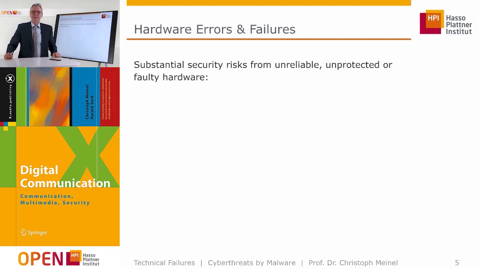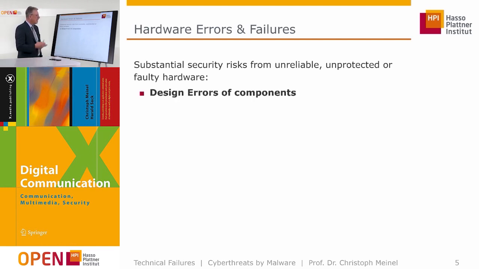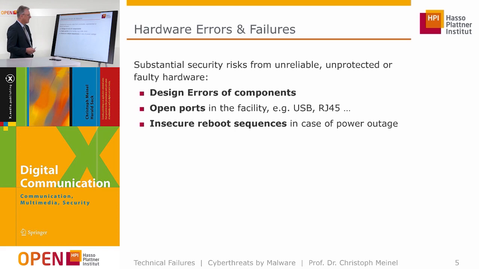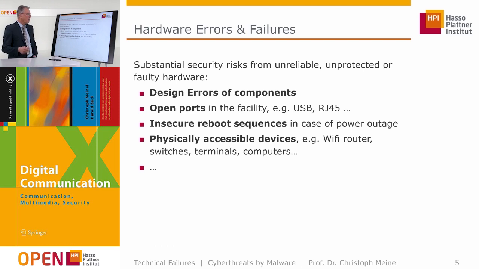If we look at the hardware, then hardware errors and failures also help the attacker to install their malware on the systems of the users. So, for example, substantial security risks come from unreliable, unprotected or faulty hardware, design errors in the different components, open ports in the facility, for example USB or RJ45 as examples for such kind of attacks, and insecure reboot sequences, for example in case of power outage.